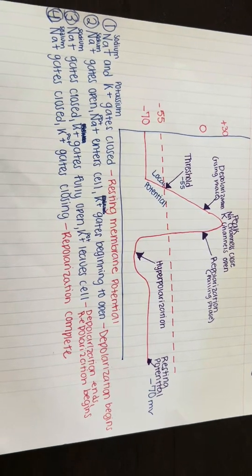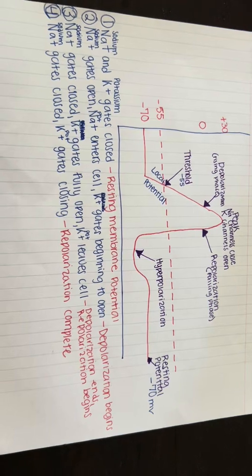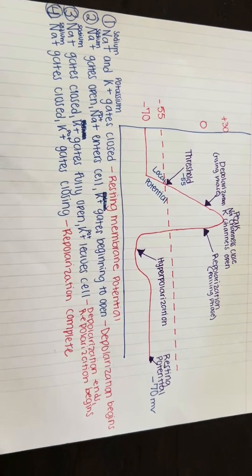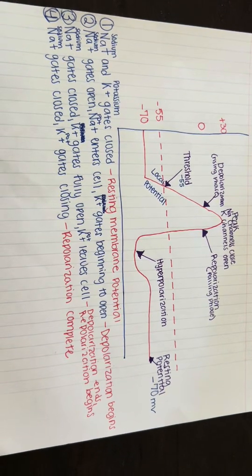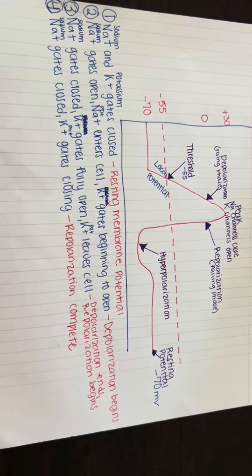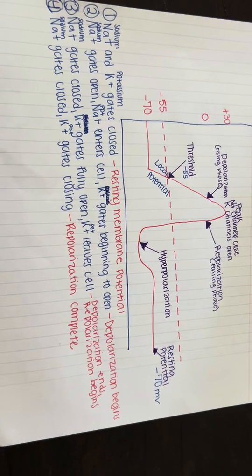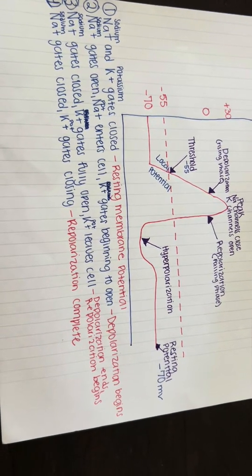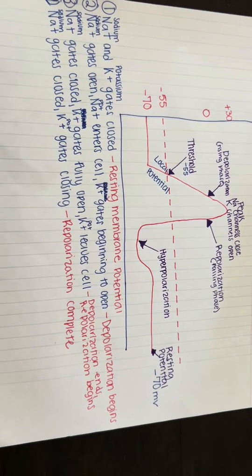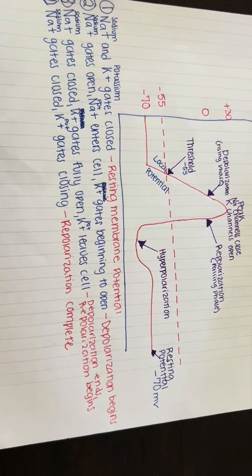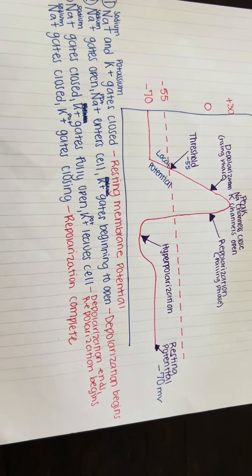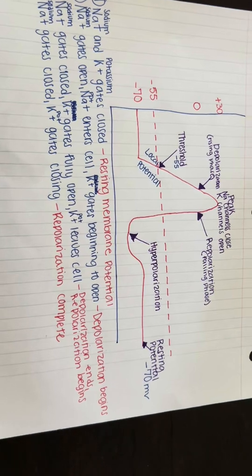When threshold is reached, a large number of sodium channels open, allowing positively charged sodium ions into the cell. This causes depolarization of the neuron as the membrane potential reaches 0 and then becomes positive. This is the rising phase. The action potential then travels down the neuron. It reaches its peak. The sodium channels close and potassium channels open.